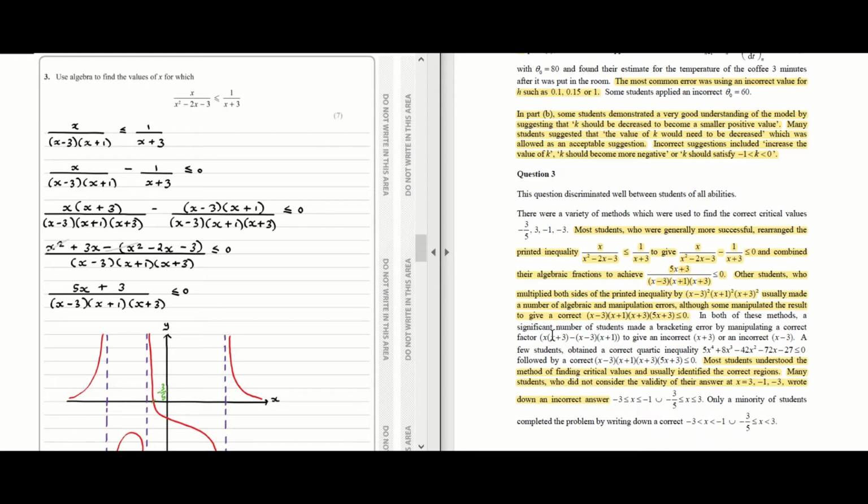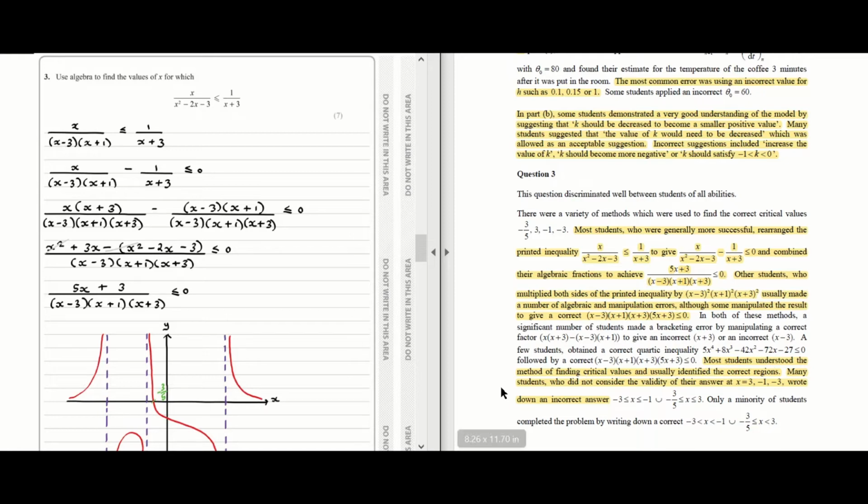In both of these methods, a significant number of students made bracketing errors by manipulating a correct factor of x lots of (x plus 3) minus (x minus 3) lots of (x plus 1) to give an incorrect x plus 3 or an incorrect x minus 3. A few students obtained a correct quartic inequality, shown here, followed by a correct factorization of that.